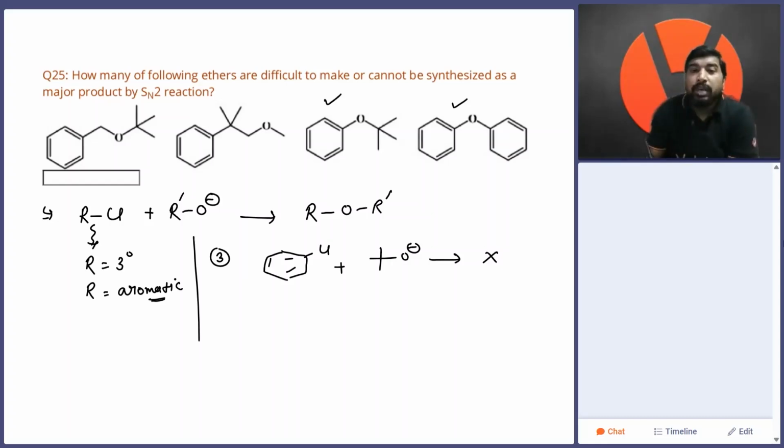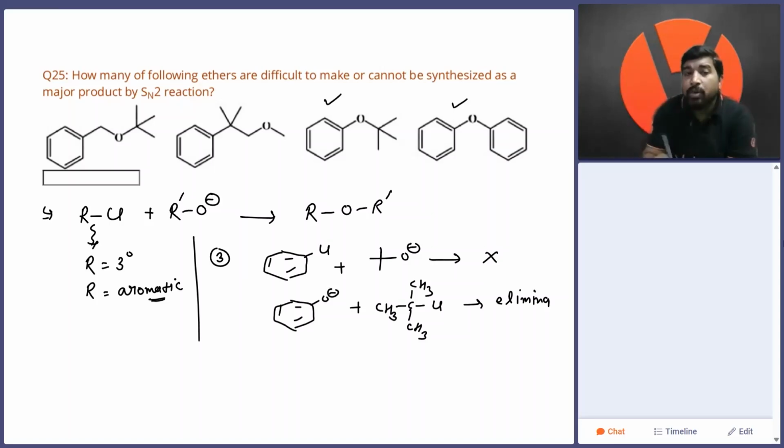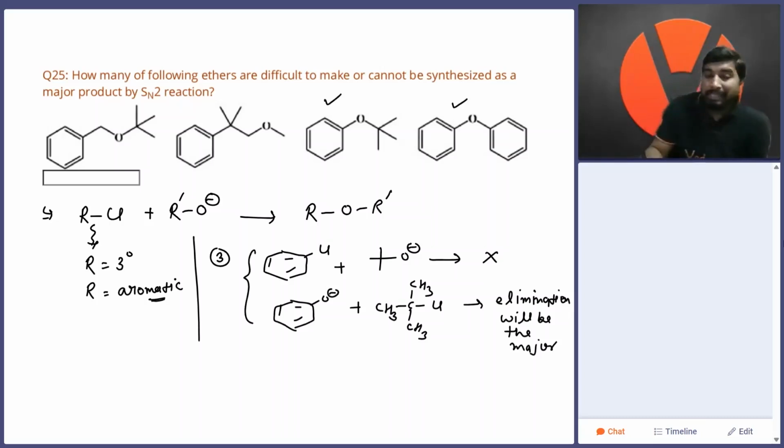Let's suppose I'm taking this O minus, and this is CH3, C, CH3, and CH3. In that case, the elimination product, because the alkyl halide is 3 degree, as I already told you, the elimination product will be the major. Hence, in the case of the third, it is very difficult to prepare this ether.